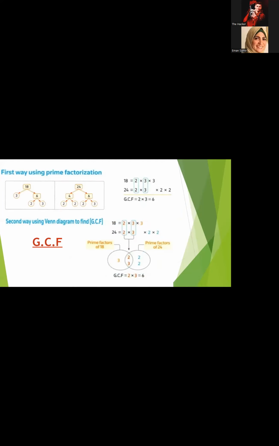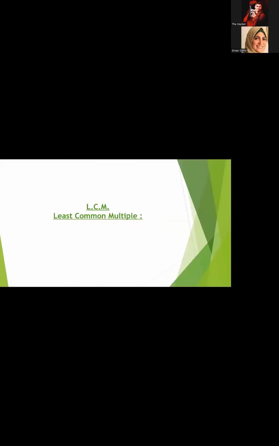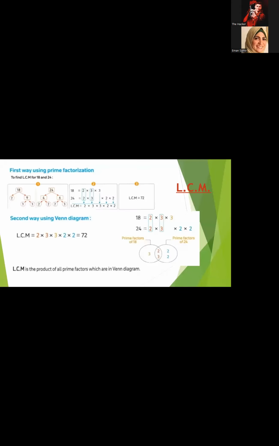Let's see some examples. Before we see the example, we will talk about something called the LCM. What is the LCM? It is the least common multiple. LCM means the least common multiple. Let's see what we can do. Again, we are dealing with the two numbers, 18 and 24.